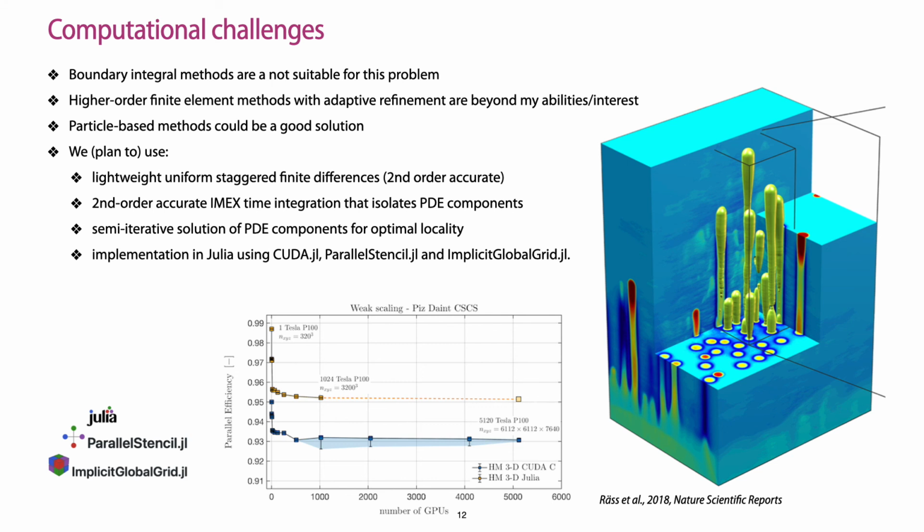The figure on the right shows a simulation of time-dependent reactive fluid chimney formation in porous sediments that was run at a resolution of roughly 6,000 cubed grid nodes and was run in parallel on all 5,000 plus GPUs of what was then the Piz Daint supercomputer in Lugano, Switzerland. The model combined simple second-order accurate staggered grid finite differences with rather primitive semi-iterative solution methods, which leads to optimal locality of computation, high computational throughput on the GPUs, and excellent parallel efficiency.